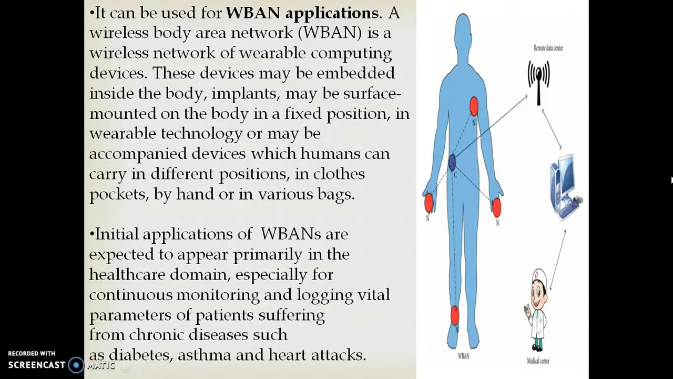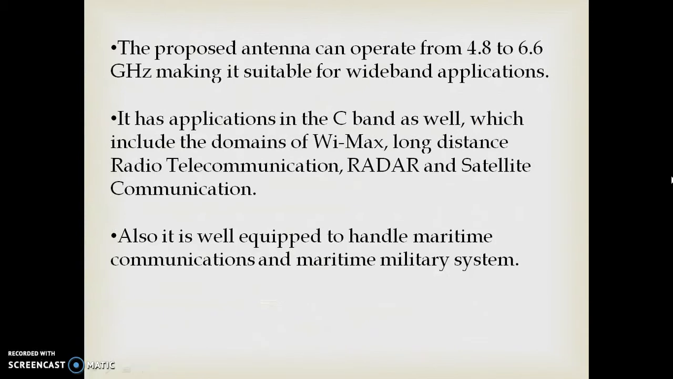Initial applications of W-bands are expected to appear primarily in the healthcare domain, especially for continuous monitoring and logging of vital parameters of patients suffering from chronic diseases such as diabetes, asthma, and heart attacks. For example, a W-band network can alert the hospital even before a patient suffers from a heart attack through measuring changes in vital signs. Or it can even auto-inject insulin through a pump as soon as the insulin level of a diabetic patient declines. Other applications also include sports, military, or security.